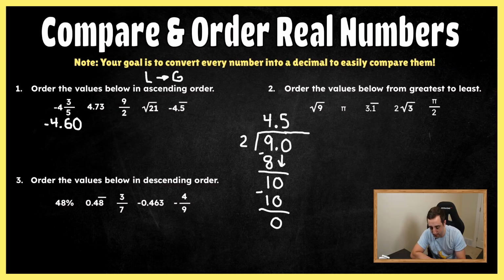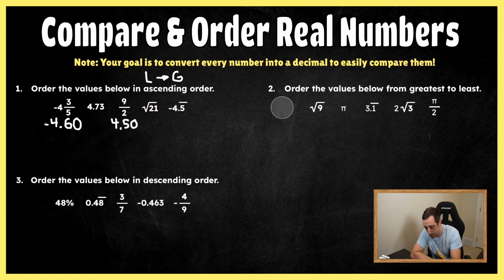So our final answer for our decimal is going to be 4 5/10. But again, we want to go to the hundredths place just so it matches all the other ones. So we're just going to tack on a 0 there, and we're done with our third one.